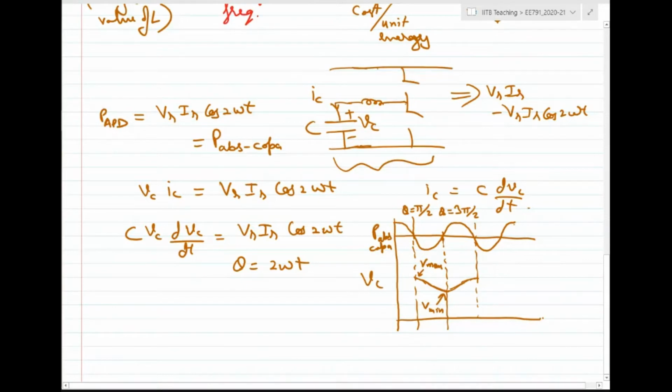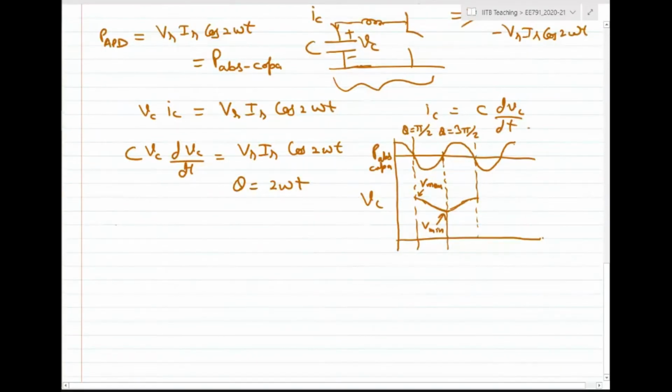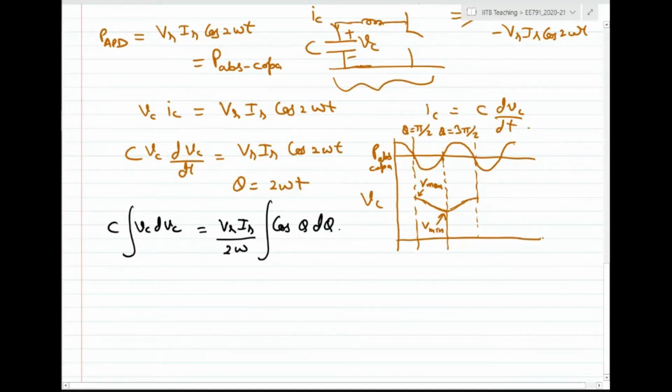The reason I'm trying to draw these waveforms is that the left side equation I would like to integrate, and to put the limits, I need to figure out where the maxima occur and where the minima occur. All right, now let me continue working on the equation and try to integrate it. So we take C Vc dVc is equal to VR IR cos theta, where I have changed dt to d theta upon 2 omega.